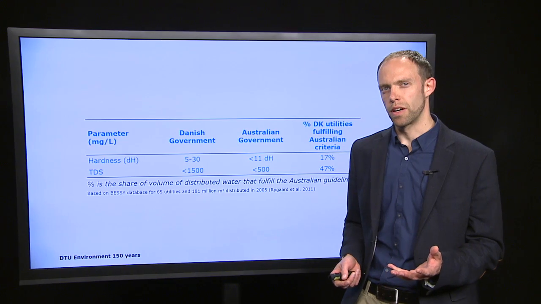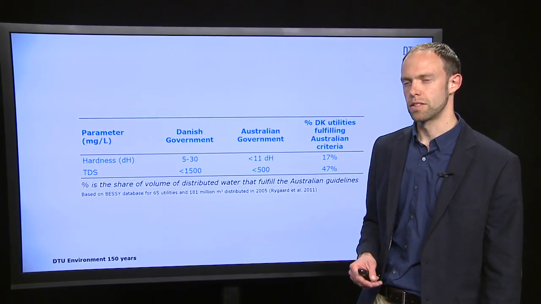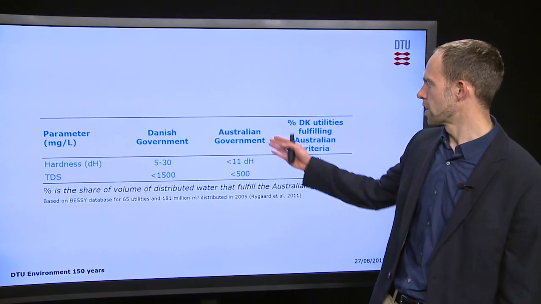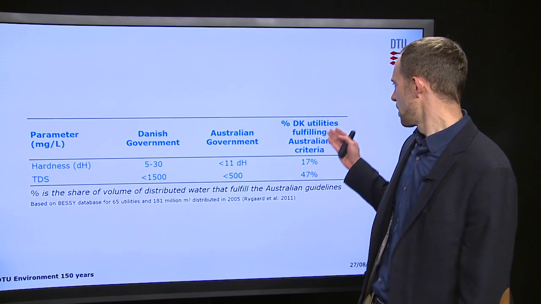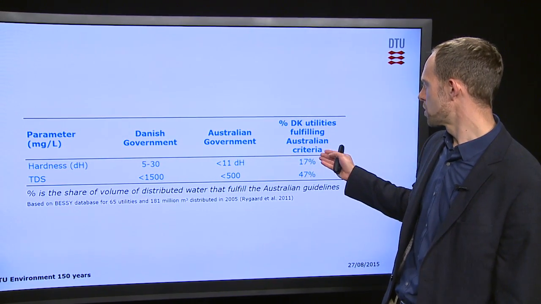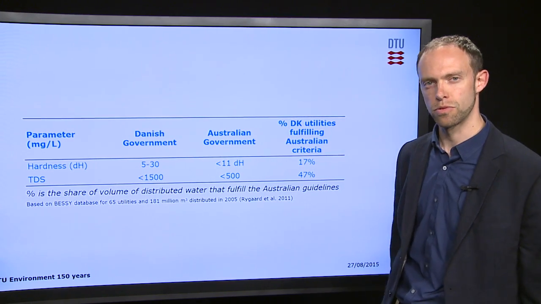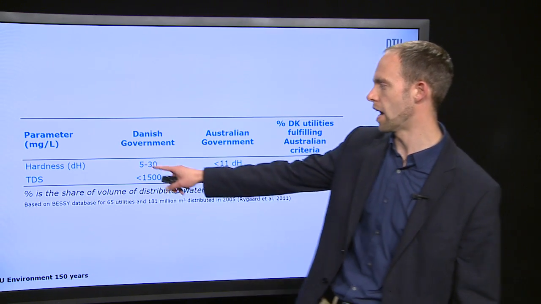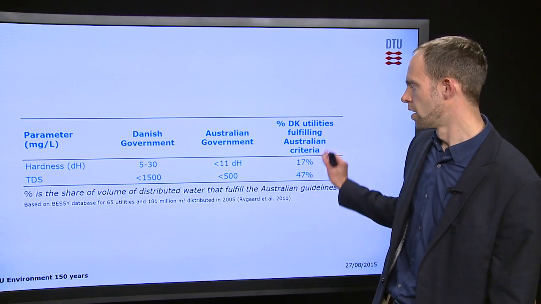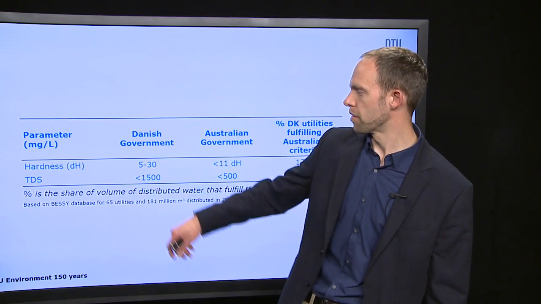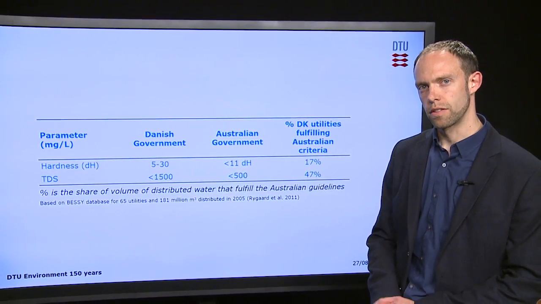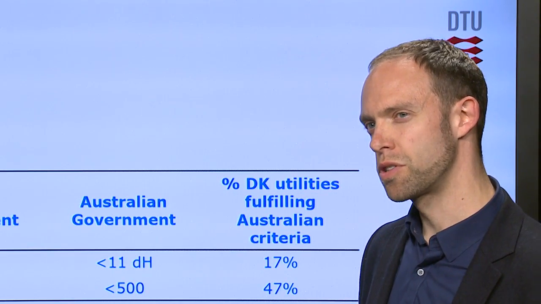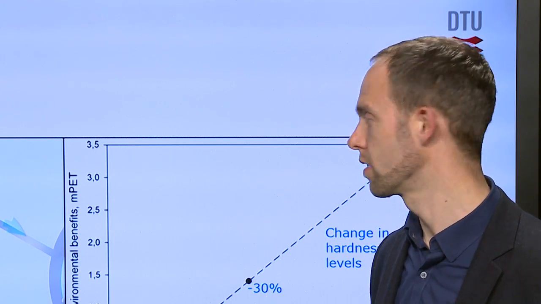And one example of how these guidelines are interpreted differently around the world is seen here, where we compare the guidelines in Denmark with the guidelines in Australia. We see that just 17% of the major Danish drinking water utilities comply with the Australian government recommended level of hardness. And also only a minor part of these major Danish utilities comply with the total dissolved solids content that is recommended in Australia. So there is room for improvement, and we have shown that this room for improvement is quite significant, actually.